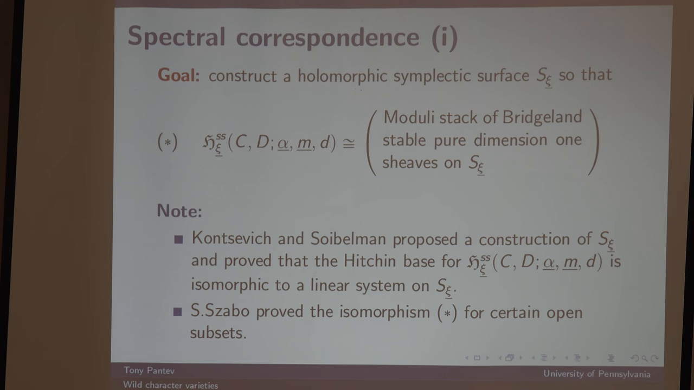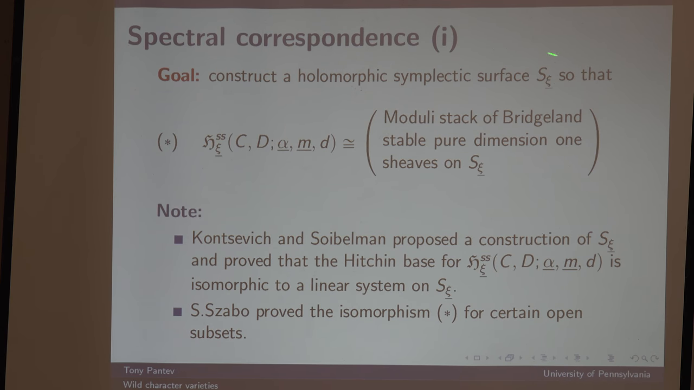Okay, now what we need to do is convert this to Calabi-Yaus. So what we want to do is construct a holomorphic symplectic surface. It's going to depend on the Laurent tails for my Higgs bundles. And we want to do it in such a way that this holomorphic symplectic surface will have a Bridgeland stability condition singled out on it, and the moduli stack of Bridgeland stable spectral sheaves on that holomorphic symplectic surface, like line bundles on compact curves sitting inside that surface, is going to be the moduli stack of these irregular parabolic Higgs bundles. So that's what we want to do.